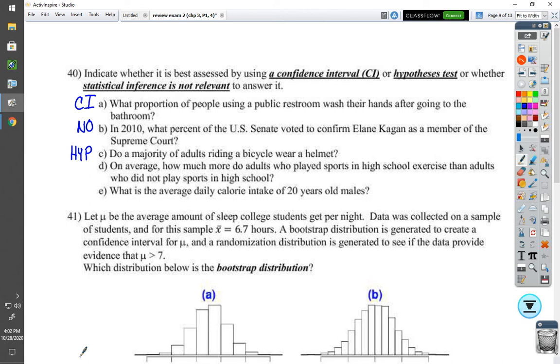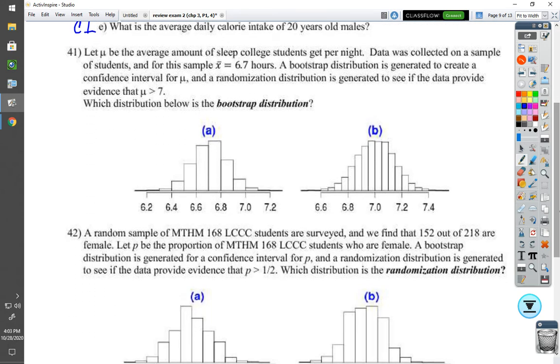On average, how many more minutes do adults who played sports in high school exercise than adults who did not play sports? Again, this is a range. This is a CI, just how many more. And what's the average daily calorie intake of a 20-year-old? And again, a CI. Unless you're seeking evidence, you're not doing a hypothesis test.